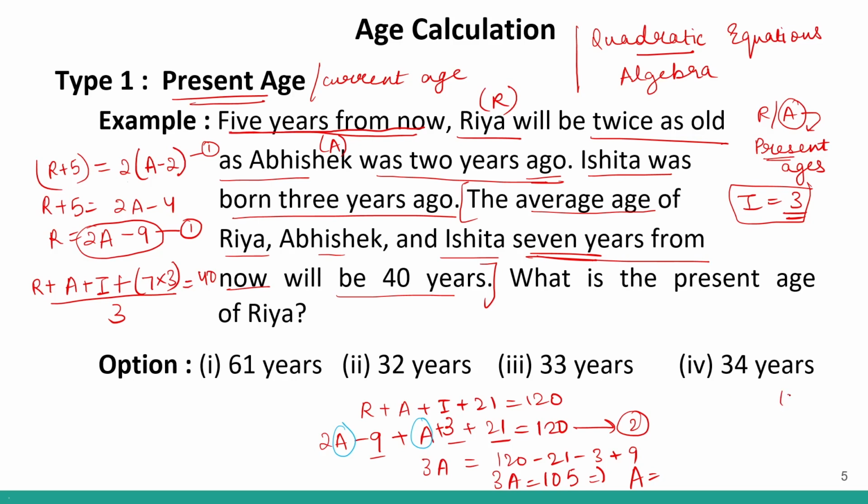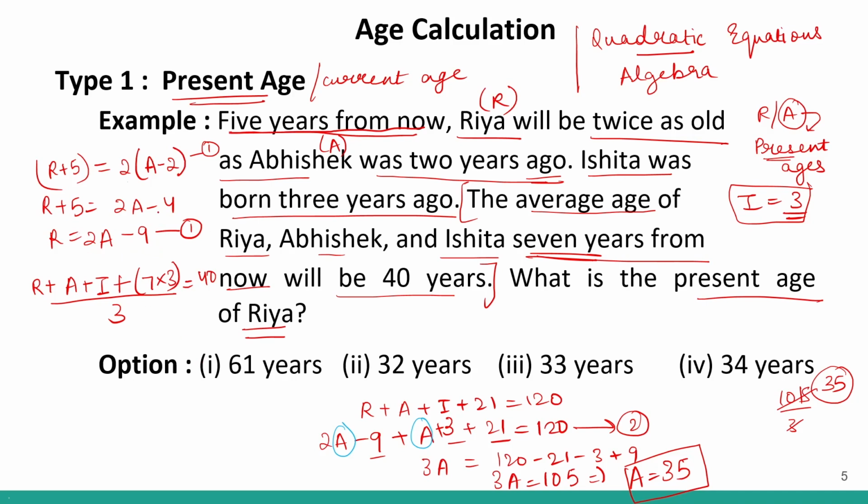Correct? A will be 105 divided by 3. 3 3s are 9. 1 carry. 3 5s are 15. 35. So A will be 35. We could find using this equation. Now what does the question ask? The question asks the present age of Riya. Okay.